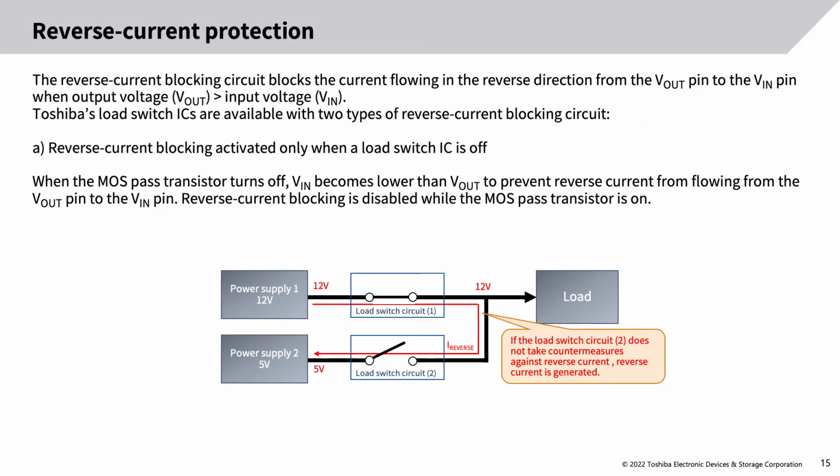Reverse current protection. The reverse current blocking circuit blocks the current flowing in the reverse direction from the Vout pin to the VIN pin when output voltage is more than input voltage. Toshiba's load switch ICs are available with two types of reverse current blocking circuit: A. Reverse current blocking activated only when a load switch IC is off. As shown in the figure, when the MOS pass transistor turns off, VIN becomes lower than Vout to prevent reverse current from flowing from the Vout pin to the VIN pin. Reverse current blocking is disabled while the MOS pass transistor is on.